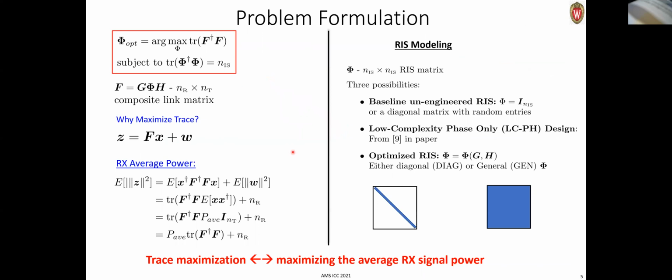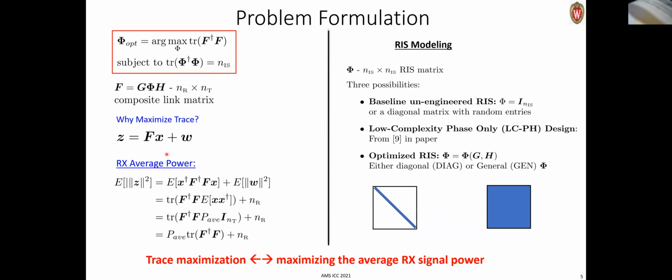So here's the problem formulation. Our goal is to design the RIS matrix phi, which we formulate as the RIS matrix that maximizes the trace of F Hermitian F, subject to the constraint, which is basically a trace constraint on the RIS matrix to preserve power.